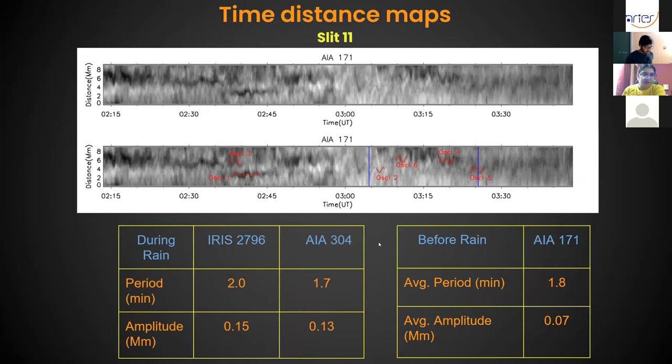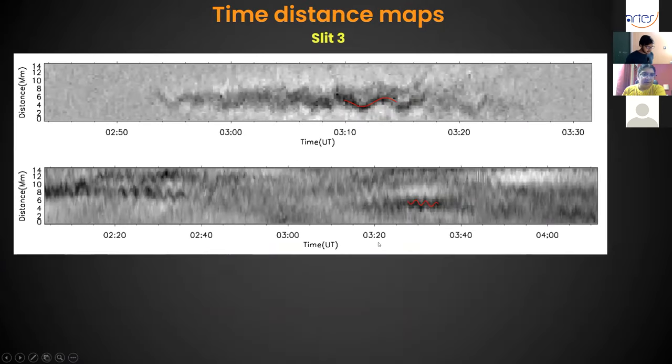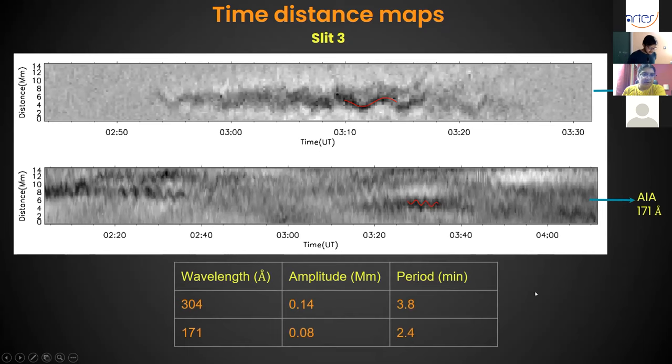So we have analyzed one other slit, which I present here. This particular image is AIA 304 angstrom, and we have fitted the oscillation which is during coronal rain, and this particular oscillation we find in 171 angstrom after coronal rain. So the properties are here, and we found that there is an increase in period as well as in amplitude after coronal rain.